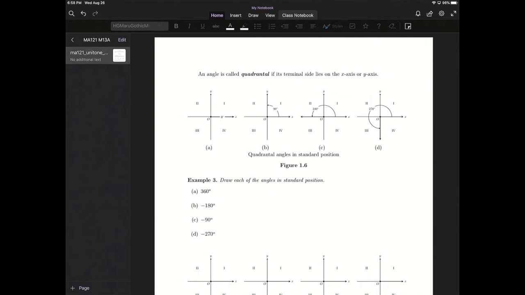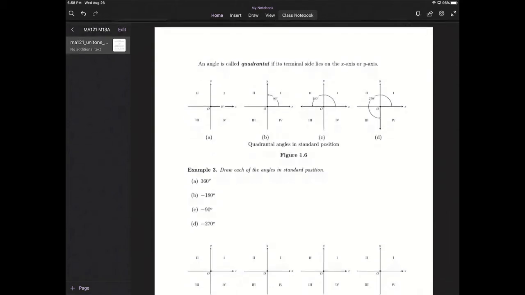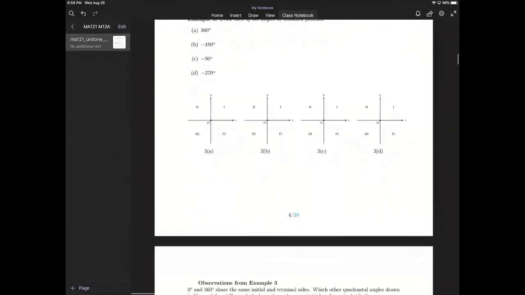Which means sometimes you have angles in standard position that will have the same position for the terminal side, but they are not the same angles. That's not what I want to cover. I actually want to cover this.